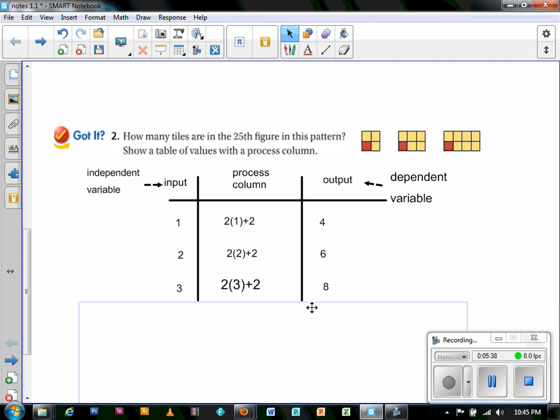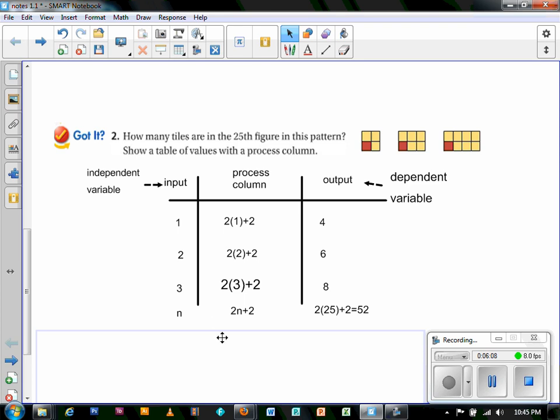So now, if we have n as our input, then 2n plus 2 is going to be our output, and then our output for the 25th figure would be 2 times 25 plus 2, which would be 52 tiles. Hopefully that went well for you, but if you did not get it correct, please make the change, adjust your notes so that you have correct notes to look at.